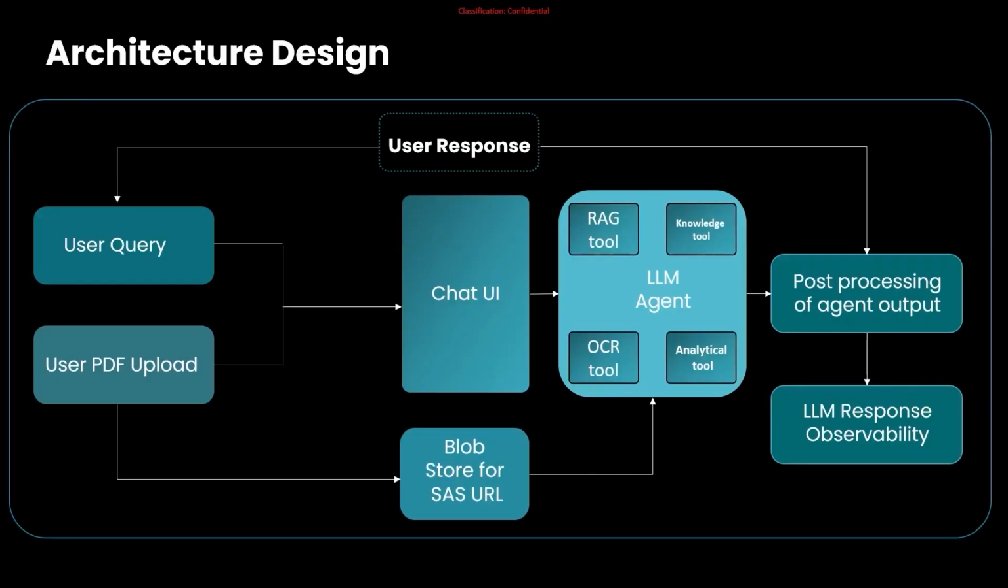SkyBot interacts with the user using a chat interface. The user uploads the asset-specific document and can query SkyBot to provide required analytics. The uploaded document is then pushed to the blob store and a SAS URL is created, which is passed as input to the agent, which contains OCR capabilities to extract the information from the PDF. The agent can also trigger analytical tools required to provide asset analysis based on the user query. Post-processing is done on the agent output to provide a clean response to the user.